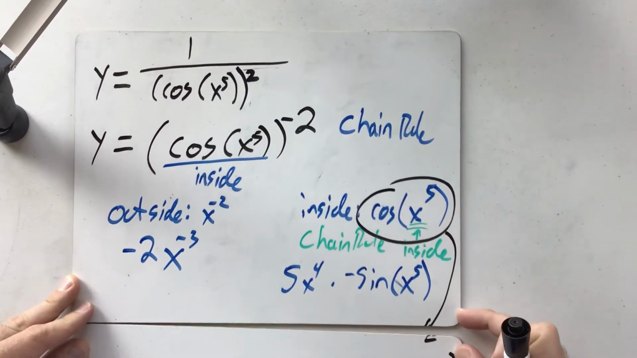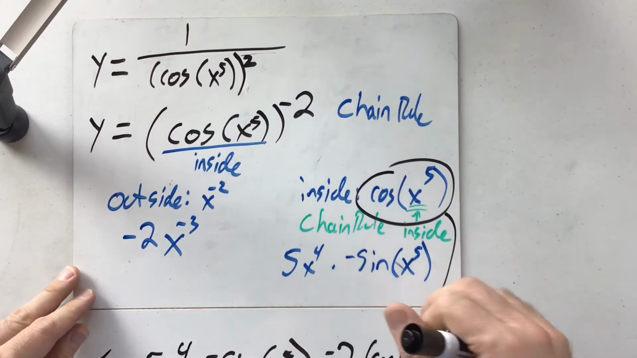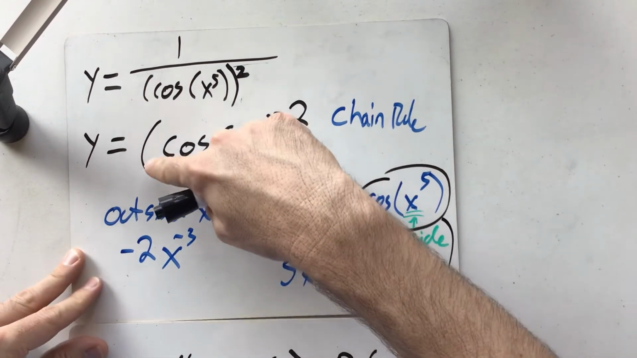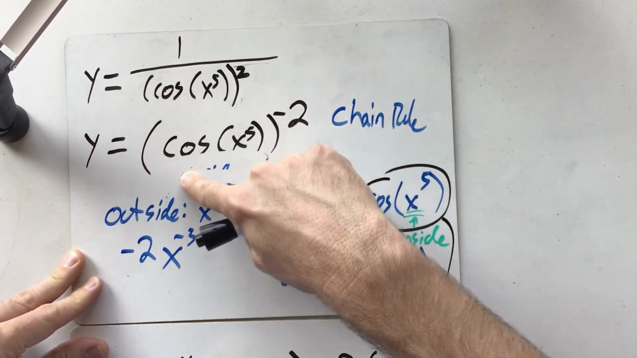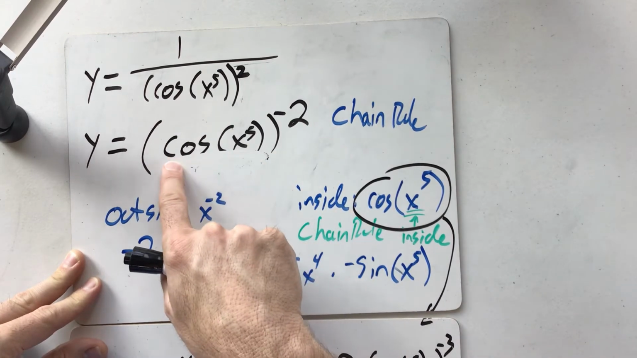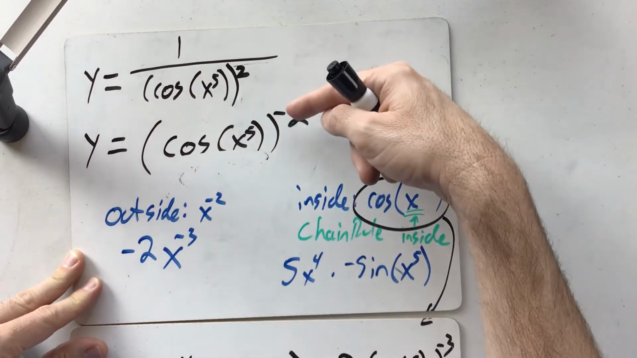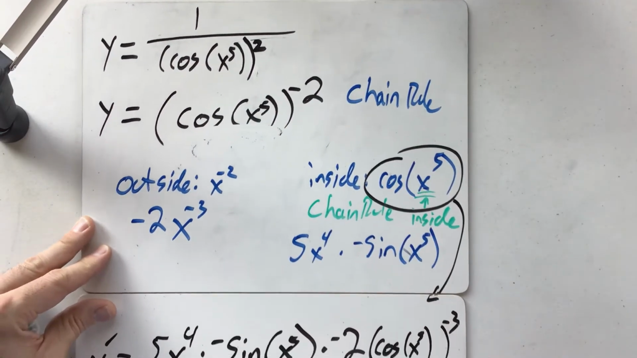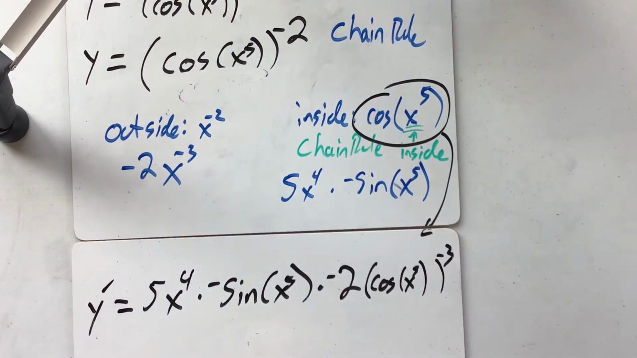Again, instead of doing this as the inside, you could have switched the way your insides were. You could have used the inside as x to the fifth and the outside as cosine of x to the negative 2. And so there were different ways you could have approached the problem. This was the one that made the most sense to me.